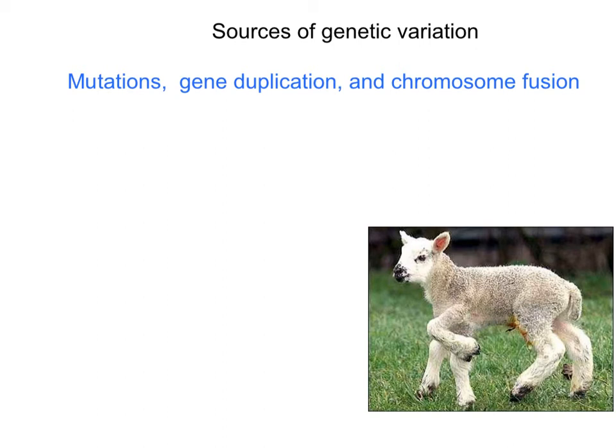So today's video is going to focus a lot on evolution and how we get genetic variation and mutations, how those enable genetic variation. So we're going to talk first about some of our sources of variation. So mutations, the duplication of a gene, as well as chromosome fusion, those are all sources of genetic variation. Those actually provide the raw materials for evolution.